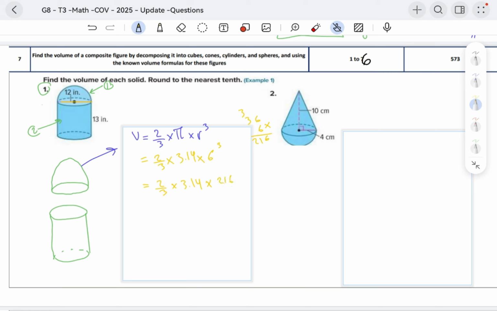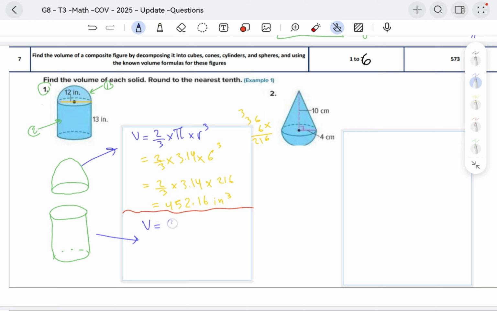We can divide this by 3 and multiply it by 2, and then we're going to multiply it with pi. The answer will be 452.16, and the unit is inch cubed. This is the volume for the hemisphere. Now let's go for the cylinder. We're gonna find the volume for a cylinder.